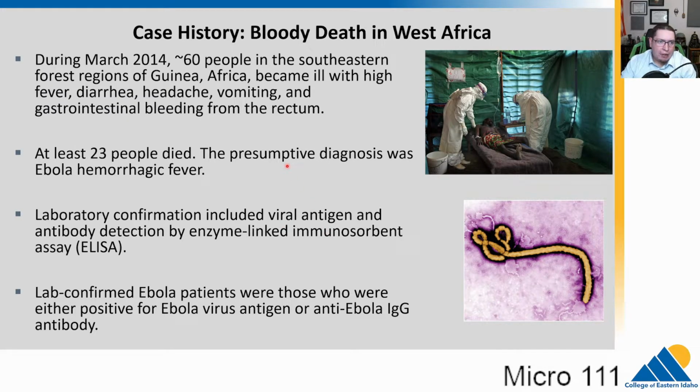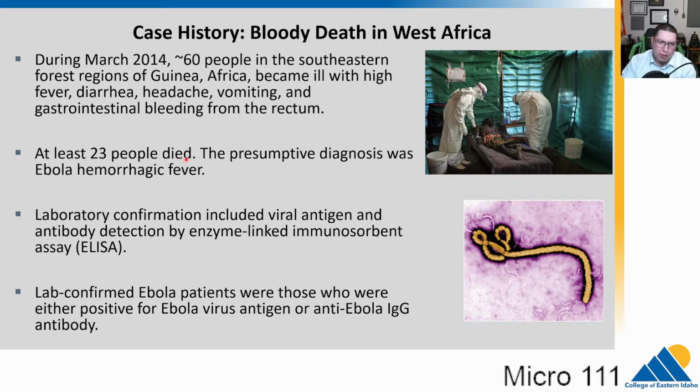So let's look at a case study here. In March 2014, about 60 people in the southeastern forest of Guinea in Africa became ill. They had high fever, diarrhea, headache, vomiting, gastrointestinal bleeding that comes out the rectum. At least 23 of those people died, and based on these symptoms and the location, the presumptive diagnosis is Ebola hemorrhagic fever, one of the scariest diseases out there, about a 50% chance of dying if you get it.